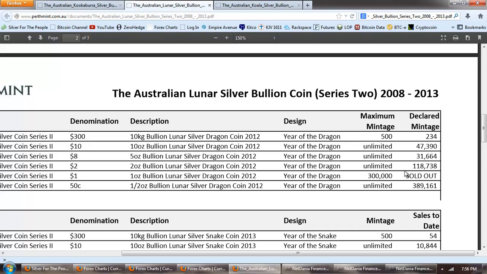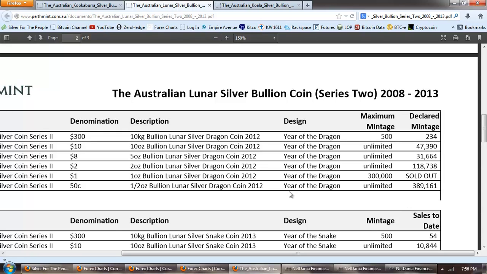The next one was the Dragon series. This was a highly anticipated series. I've covered before the fact that the pre-allotments from APMEX and from the others, they started out at $99. They were not anywhere near spot, and they've come down. I've covered that in other articles of how we're watching the price drop. It was just so overpriced. But you can see it's still sold out, and they did an amazing 389,000 of the half ounce.